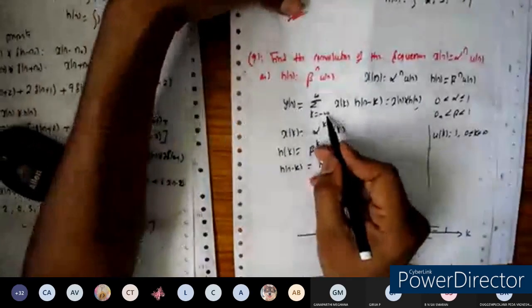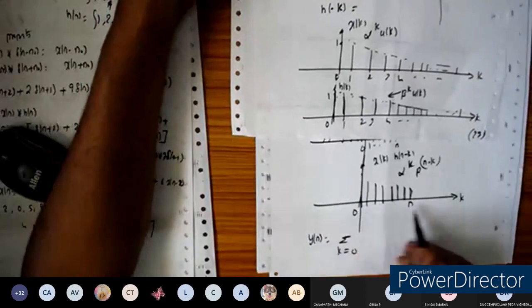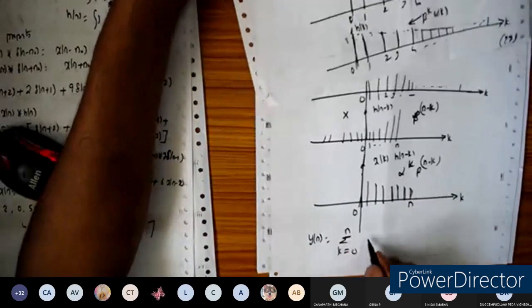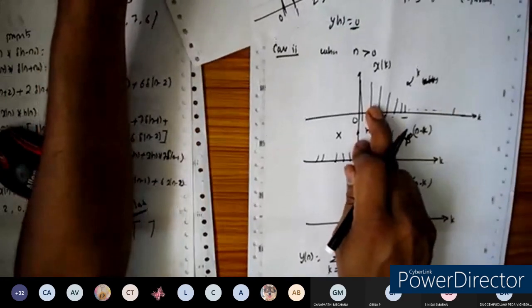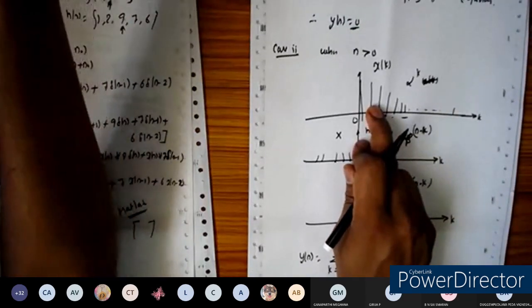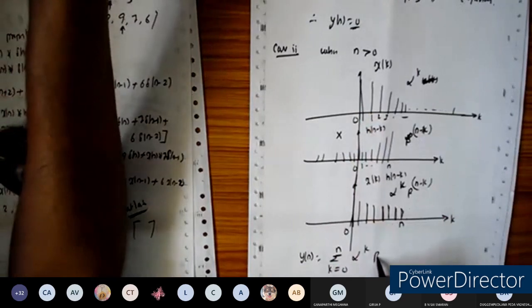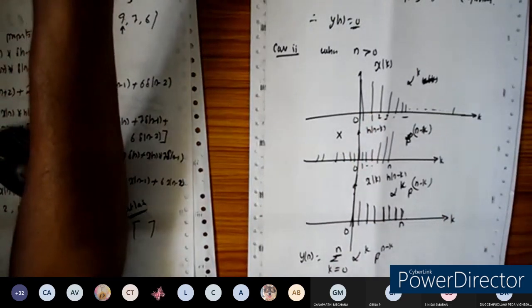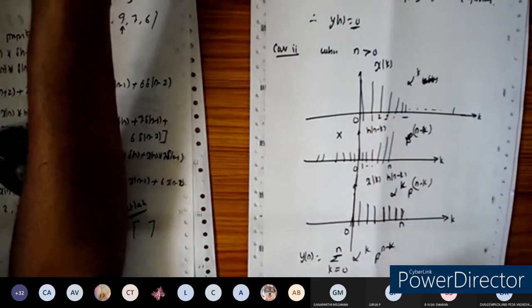We have the summation in terms of k. Where it is getting overlapped is, this is the k region, it is getting overlapped from 0 to n. So from 0 to n, the product is alpha to the power of k, which is this value here, and beta to the power of n minus k is this value here.